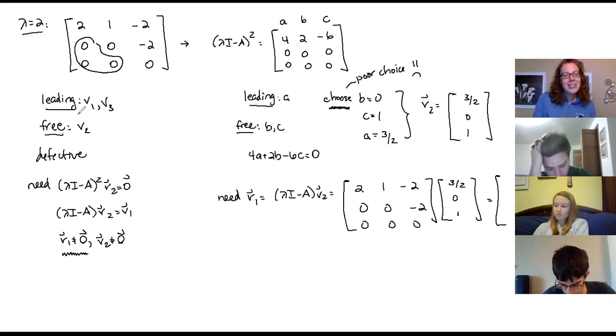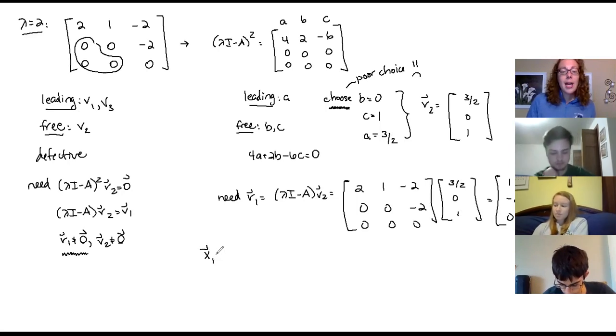Hopefully I don't get zeros. I do not get zeros in this case. I will get, let's see, 1, negative 2, 0, I think. Do we like that? 1, negative 2, 0? Nodding at me? Okay. And once again, this is v1.